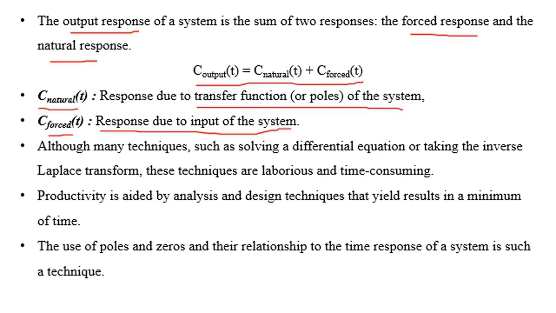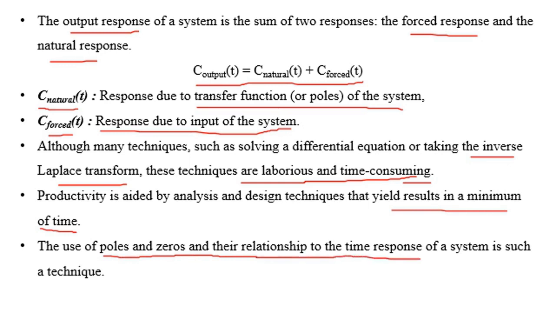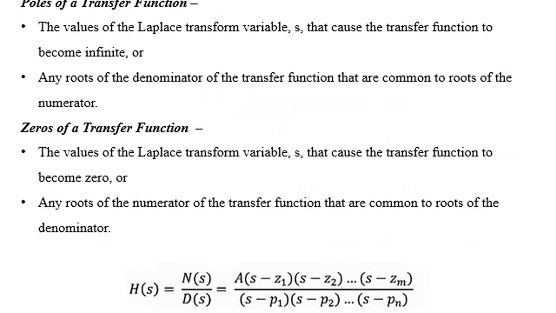Now, if we have the output response relation in the frequency domain, then we can find the time domain response with the help of the inverse Laplace transform. But this conversion from the Laplace domain to the time domain is time consuming. So we are looking for a method through which we can find the result in a minimum span of time. For this, we will use poles, zeros and their relationship to the time response of the system.